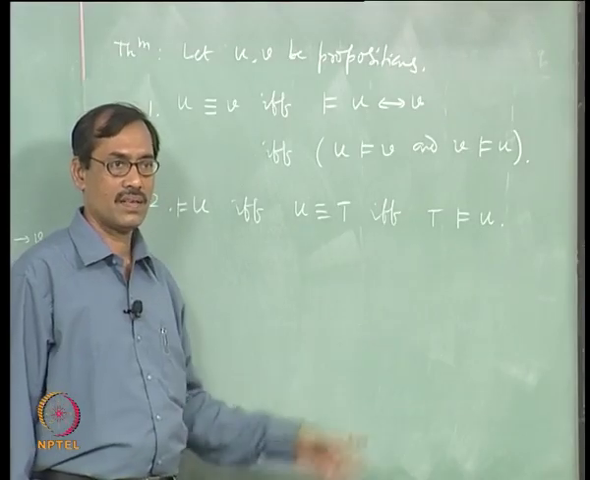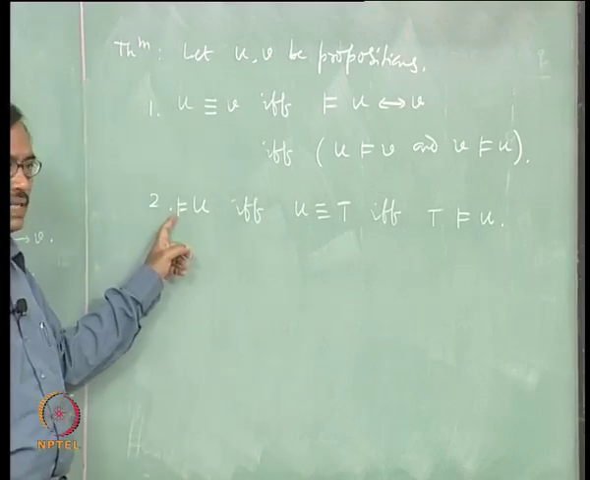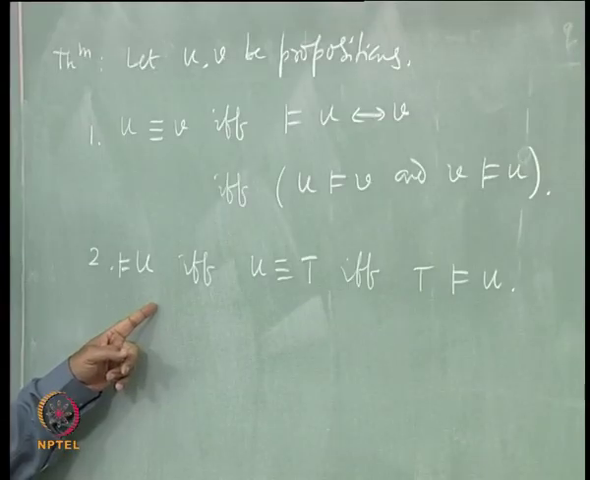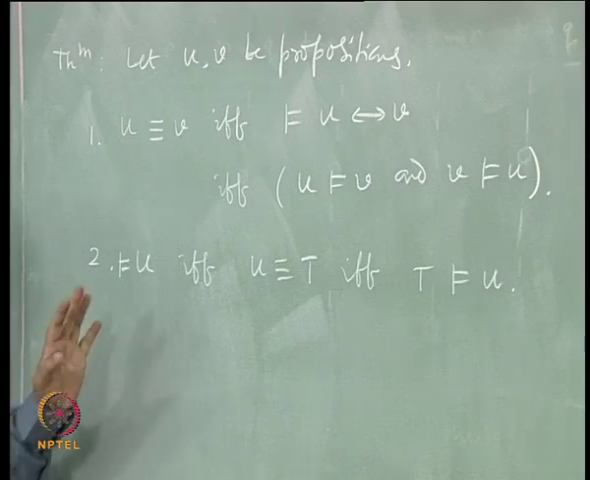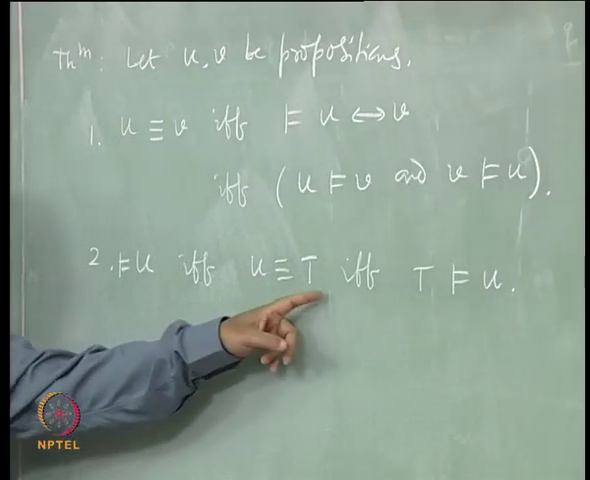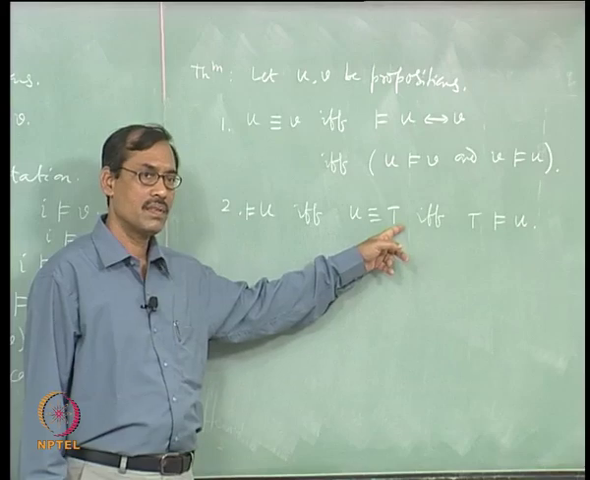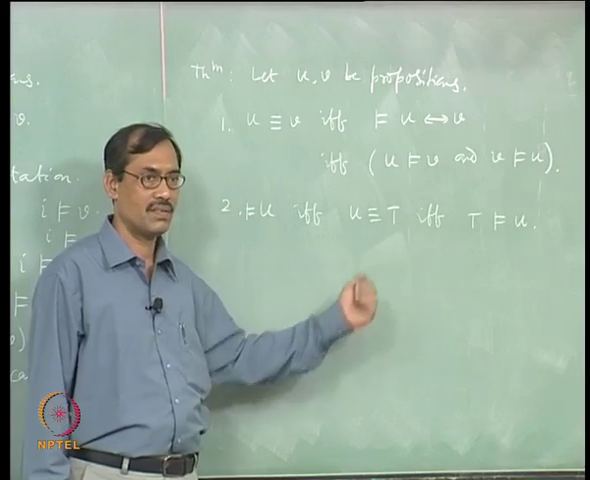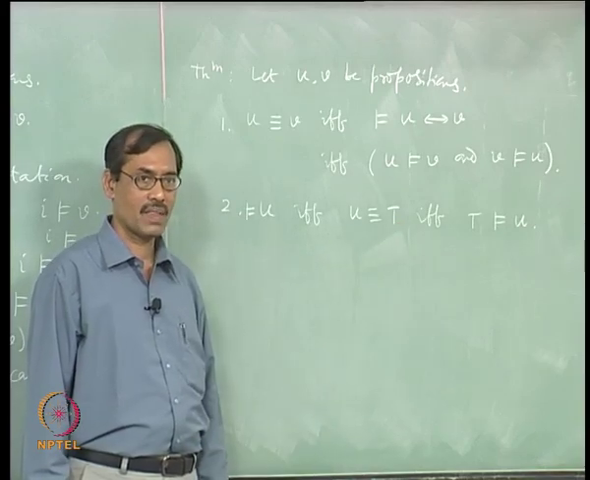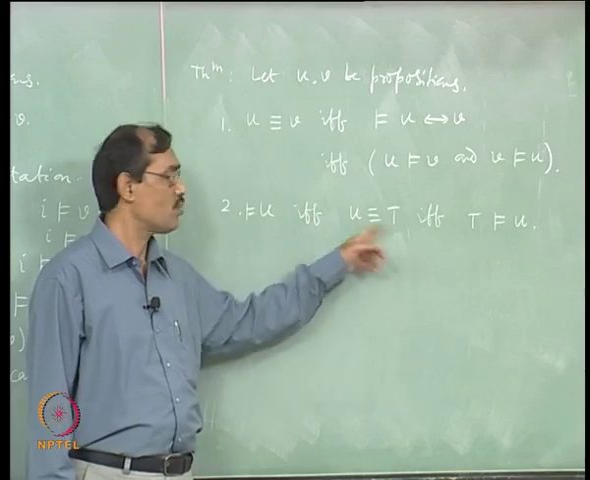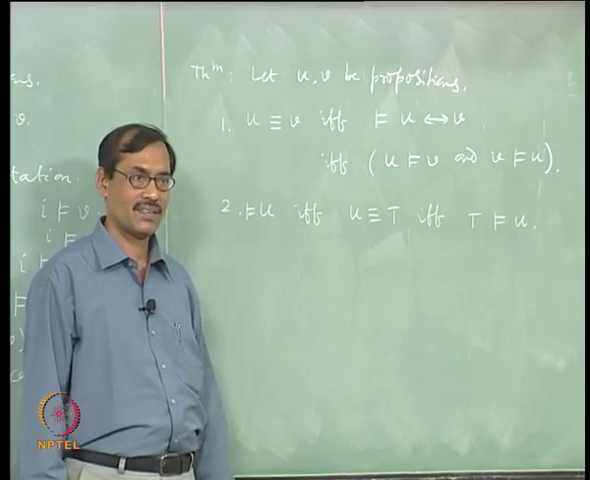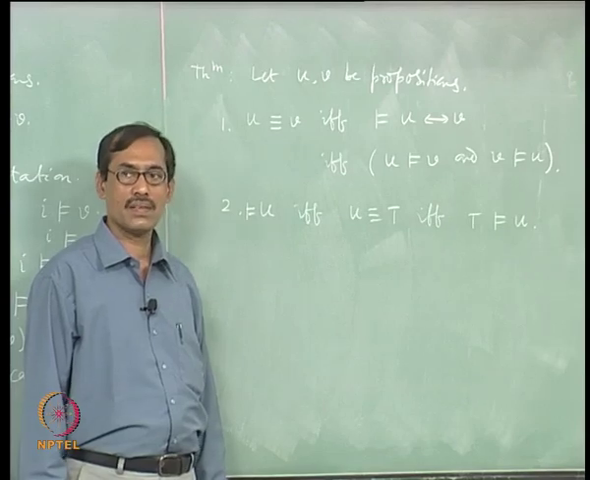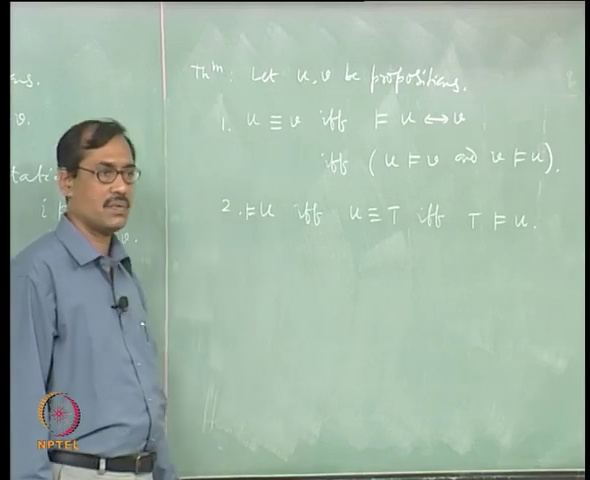This is also clear. Once you say U is valid, it means every interpretation evaluates U to 1. So, take any interpretation, you want to show U is equivalent to top, but what is top? Every interpretation also evaluates that to 1, fine. So, under any interpretation U and top are interpreted the same way, are evaluated 1. So, they are equivalent, fine, and conversely.